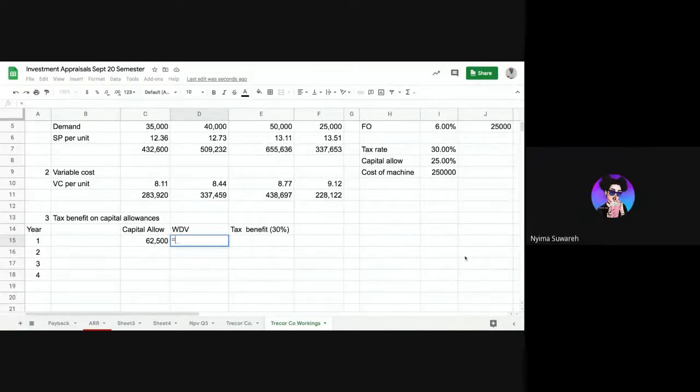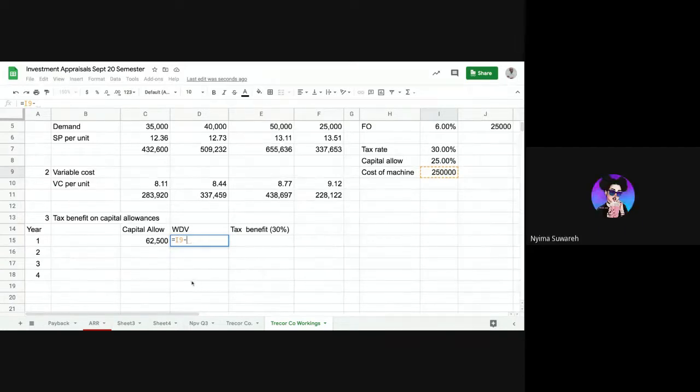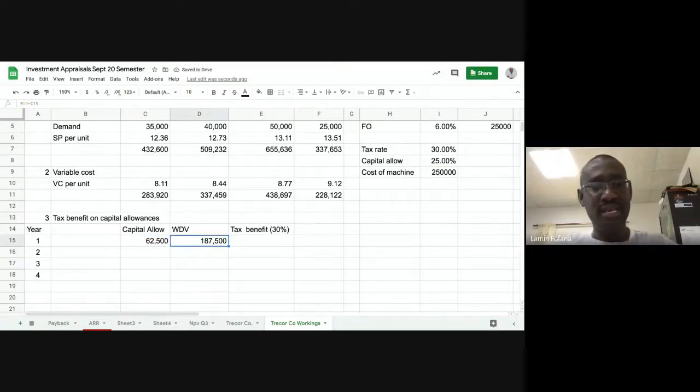It's going to be the cost of the assets minus capital allowance. And the capital allowance is C15. We enter. So our WDV for year 1 will be 187,500.